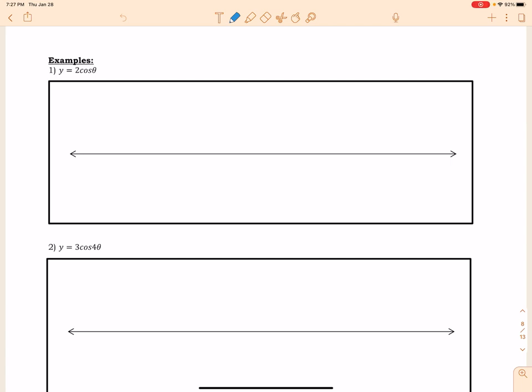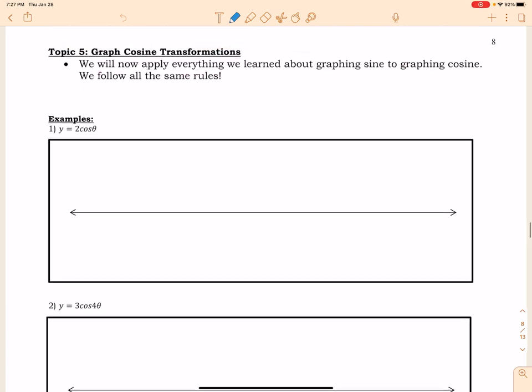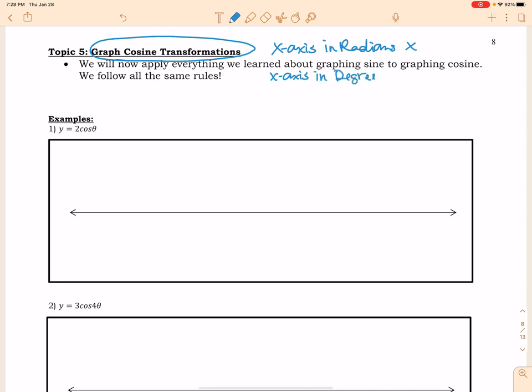All right, in this video, we are going to look at how to graph the cosine transformations. So again, just like with the sine graph, we are going to label our x-axis in radians when x is present in our equation, and our x-axis will be labeled in degrees when theta is in our equation.